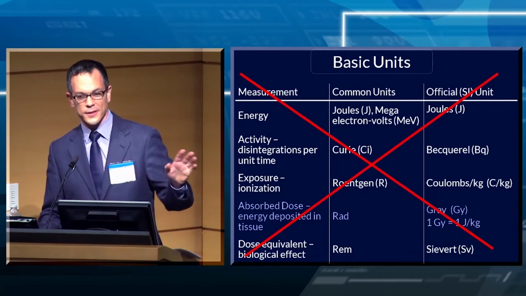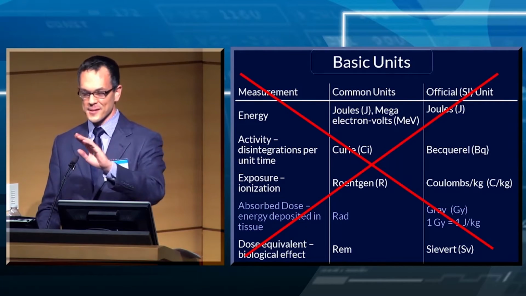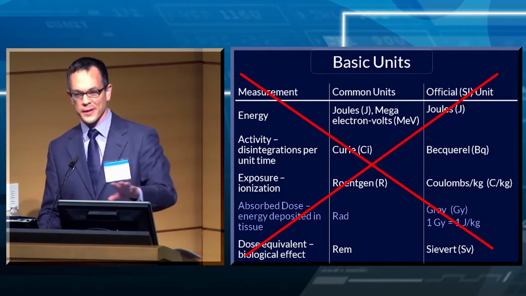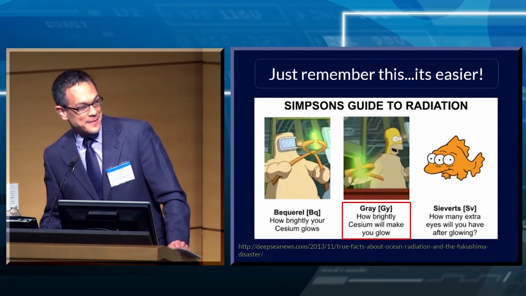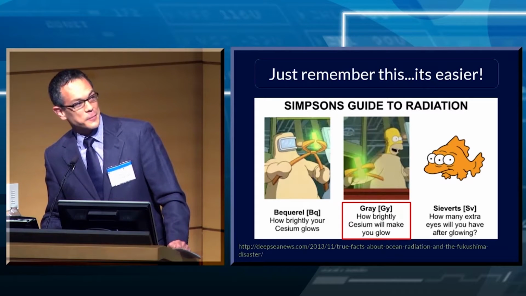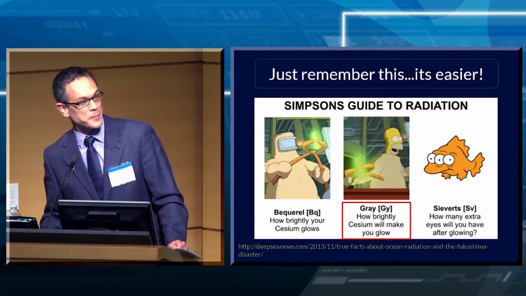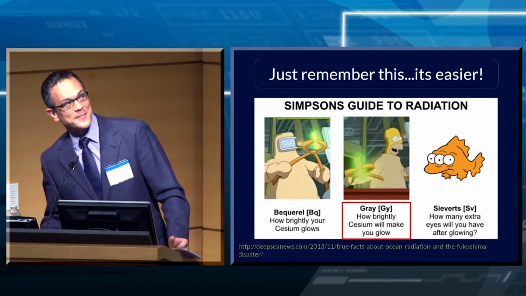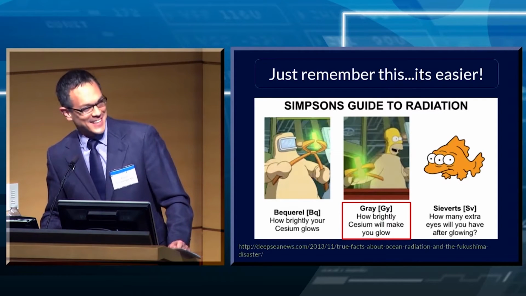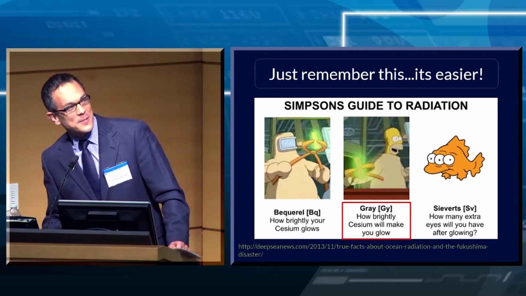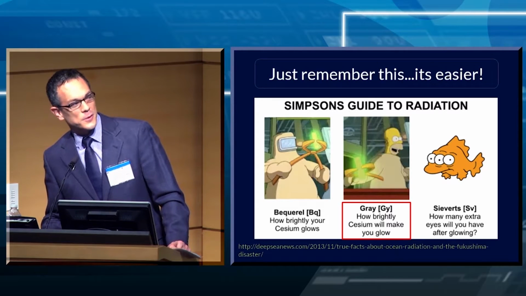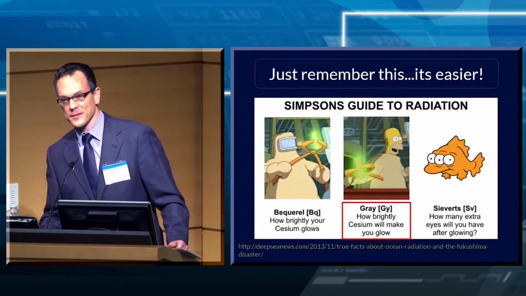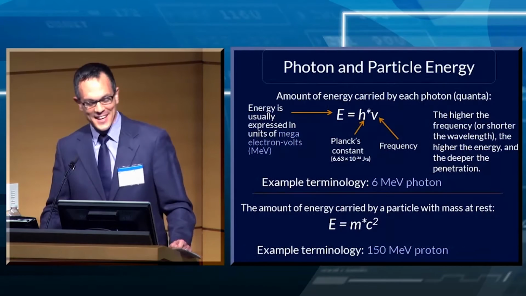But because it's pretty early in the morning and I'm just the token physicist, just forget all this for the moment and remember it this way. Becquerels: how active, this is activity. How brightly does your radioactive material glow? Gray: how brightly will it make you glow? So how much dose are you absorbing? And sieverts: what does it do to you in the end? How many extra eyes do you have? If you're going to use this definition, just remember that when you're dealing with photons and particles, they're not in general going to make you radioactive. It's just how much dose you're absorbing.